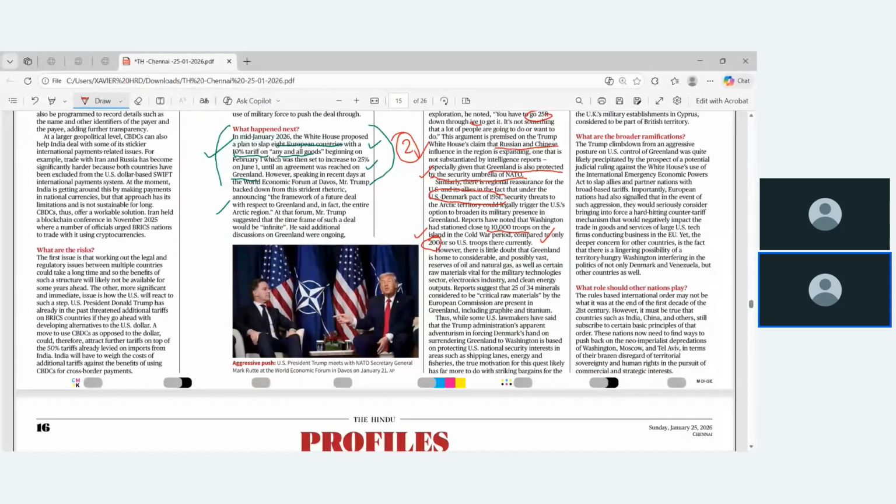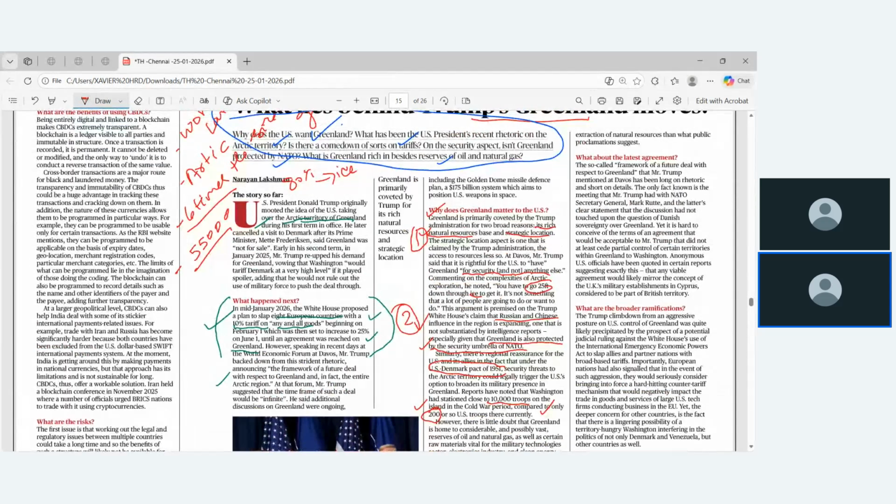I said some rare materials are there, rare earth materials, including graphite and titanium. Because of this, US and other lawmakers said that the Trump administration's apparent adventurism in forcing Denmark to surrender Greenland to Washington is based on protecting US national security interest in areas such as shipping lanes, energy, fisheries. But the true motivation for this quest likely has far more to do with striking a bargain for the extraction of natural resources. The true reason is this one.